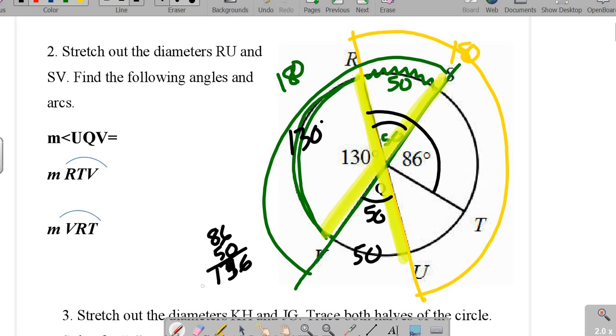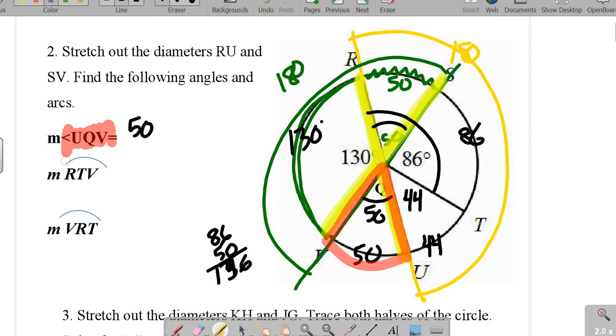Is 136. You take that away from 180 and you get 44, which means this is 44. Okay, and this is 86. Now you have all the arcs and angles. Now we're going to go for what we're being asked for. We are being asked to find angle UQV. Lo and behold, we already have it.